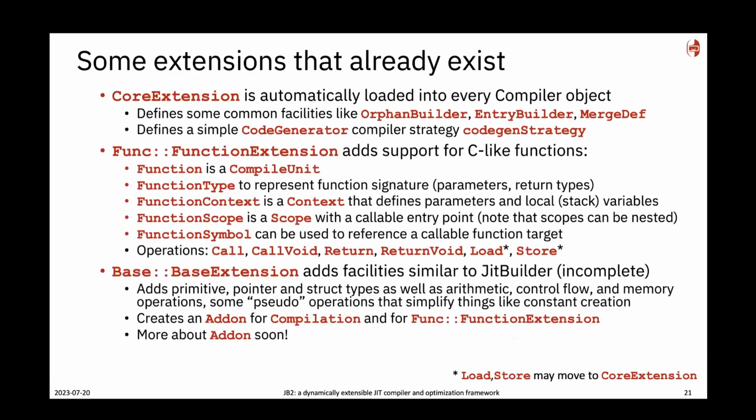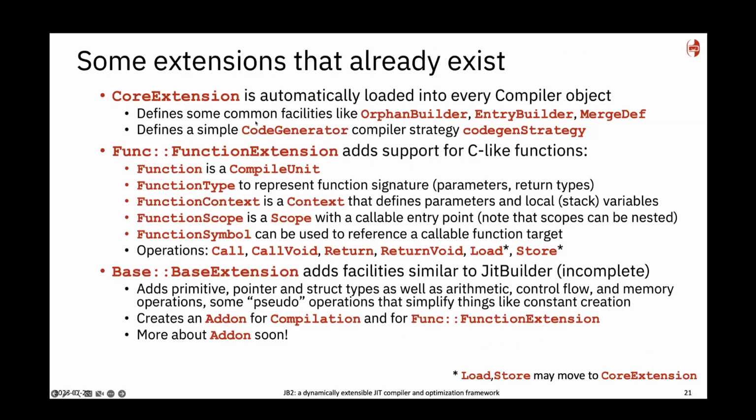All right, so we covered this. Okay, so let's talk a little bit more about extensions, because I've mentioned them a few times and brought up a few of them. There are some extensions that already exist in JB2. The most basic one is the core extension, which, like I mentioned earlier, is automatically loaded into every compiler object.